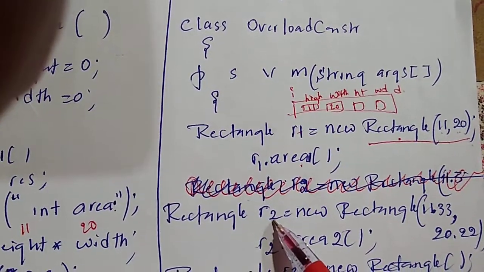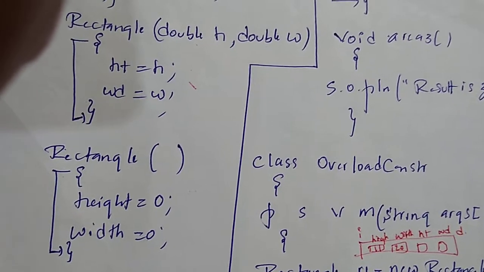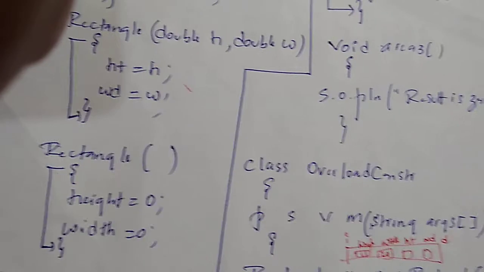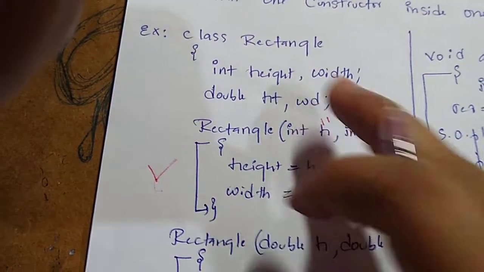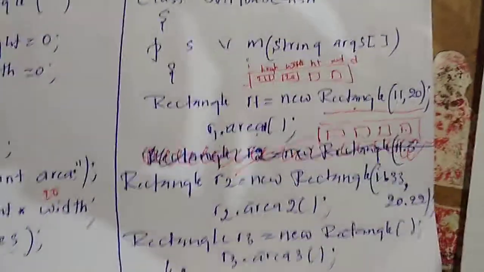Again, I'm creating one more object of type Rectangle. So what will happen now? It will allocate space again for the data members. Four spaces will be created, two for integer and two for double. Why? Because we have four data members. And what's the next thing that will happen?